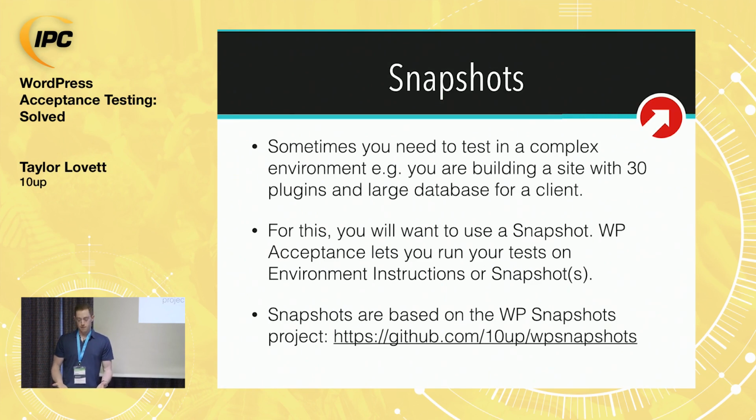For this, we have what we call snapshot support, and this is based off of the WP Snapshots project, which is another 10up project. I have a link at the bottom. Snapshots are great for client work. Typically, for our open source projects, when we're acceptance testing those, we use environment instructions because the environment's very simple. Set up WordPress, install the plugin, activate a theme. That's about all you need. Maybe create a few posts or something.